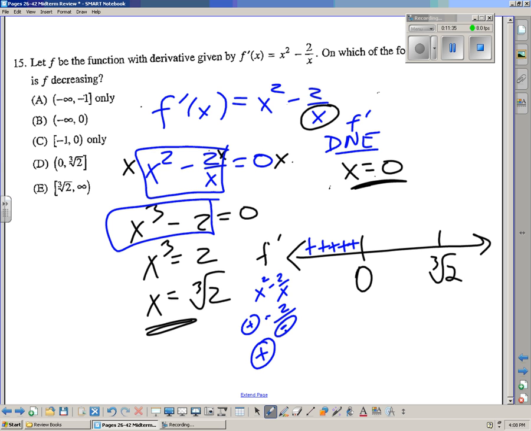Plugging in a number between 0 and cube root of 2, 1 would work. So we get 1 squared minus 2 over 1. 1 minus 2 is negative 1. On this interval, the derivative is negative.